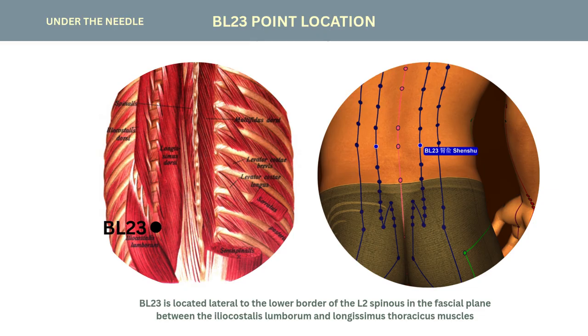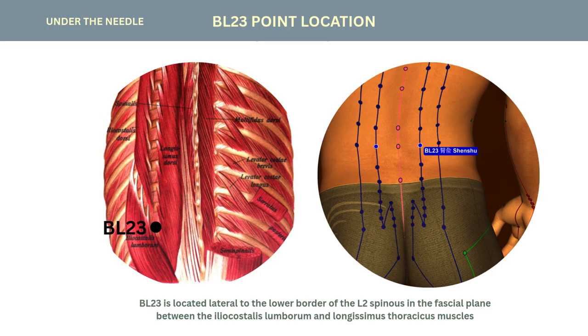Bladder 23 is located 1.5 cun lateral to the lower border of the second lumbar spinous process. To accurately locate the spinous process of L2, palpate the iliac crests. Draw an imaginary horizontal line between them. This line sits just below the fourth lumbar spinous process. From there, count upward. Once at L2, move laterally into the paraspinal column.